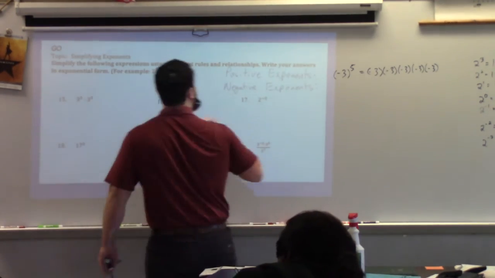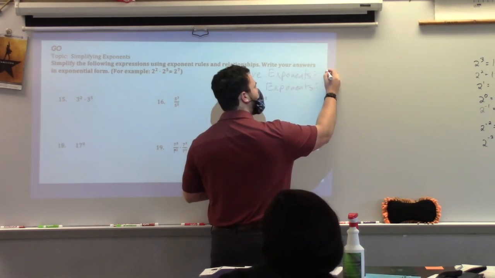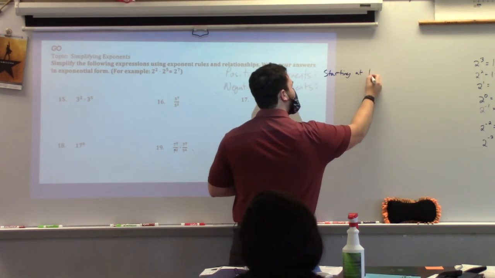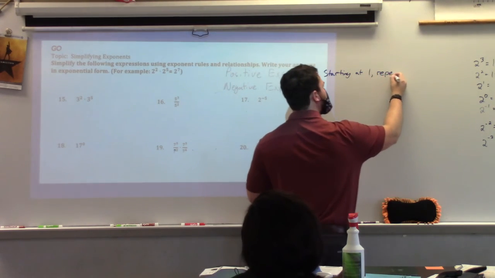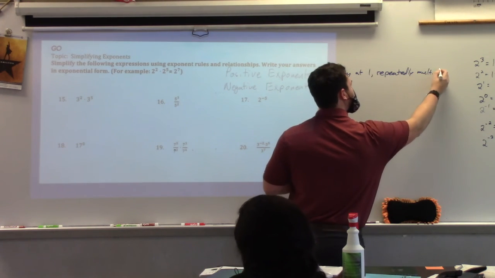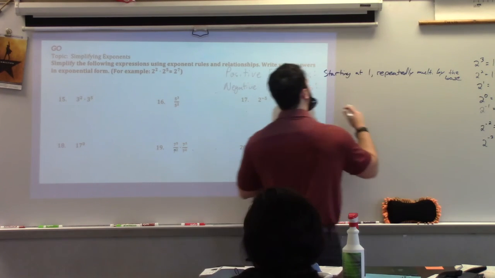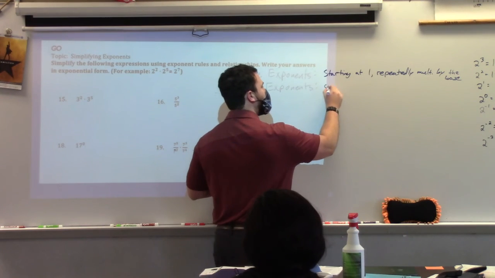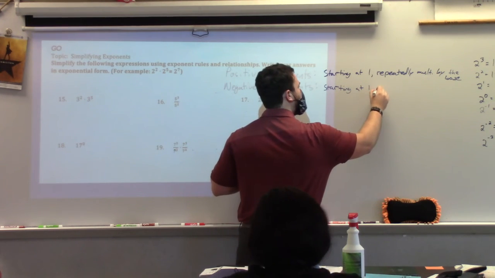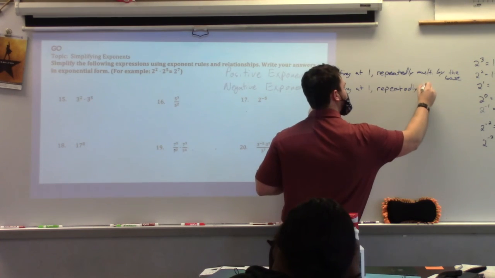So the note I would make to myself here, right? Positive exponent starting at 1, repeatedly multiplied by the base. But here with a negative exponent starting at 1, repeatedly divide by the base.